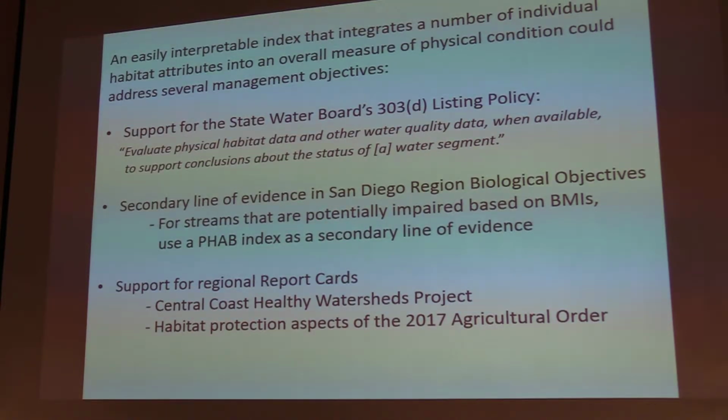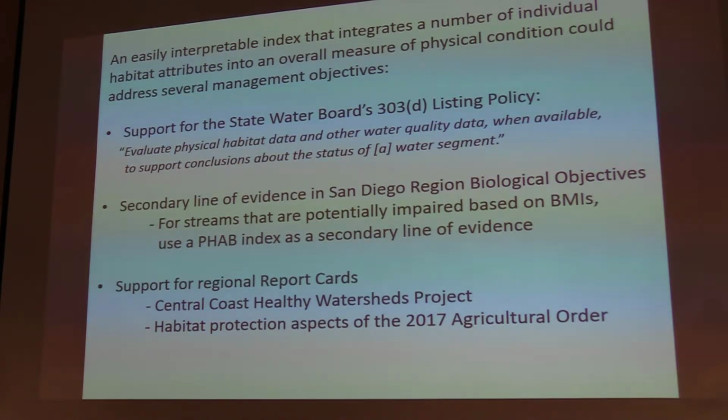So for example, we could use it in support of the State Water Board's 303(d) listing policy, which recommends that we evaluate physical habitat data and other water quality data to support conclusions about the status of a water segment. And that's exactly what Chad Laughlin described this morning when he told us about the development of biological objectives in the San Diego region, where for streams that are potentially impaired based on benthic macroinvertebrates, we could use a PHAB index as a secondary line of evidence to determine whether or not to list that stream.